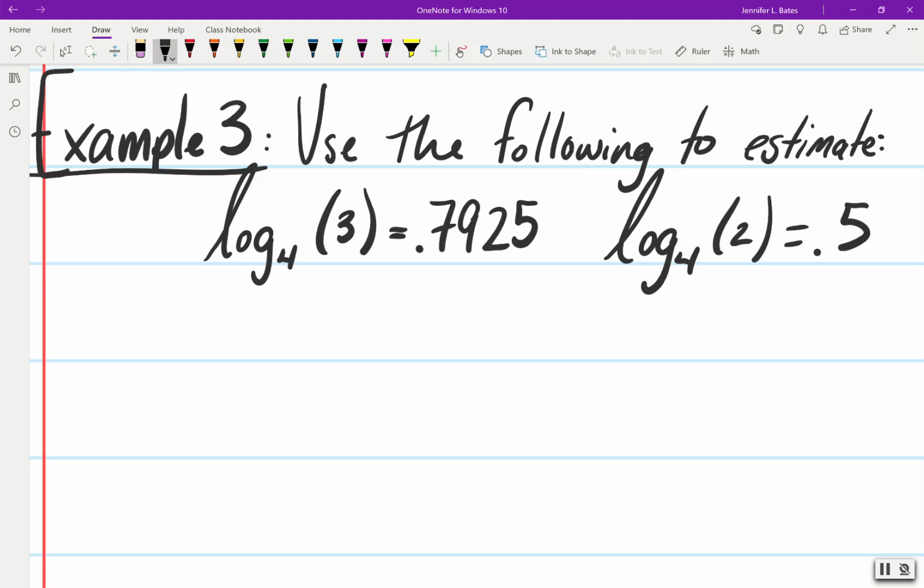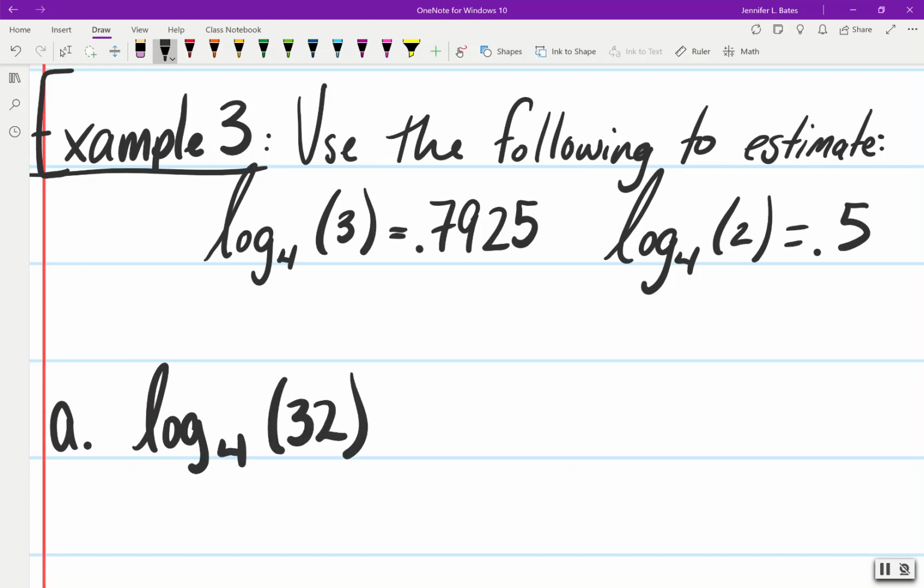Okay? So here in problem A, they tell us to estimate log base 4 of 32. We have to use our two pieces of information to do that. The way we do these problems is we look at what they gave us, and we look at the problem we have, and we say, how can I break my argument into 3s and 2s? The argument's 32. Can I break 32 down into 2s and 3s? How does 32 break down?